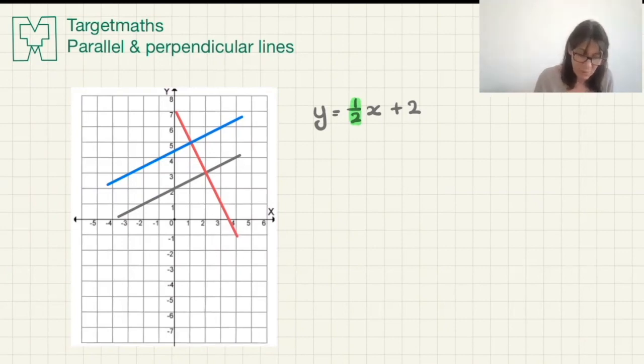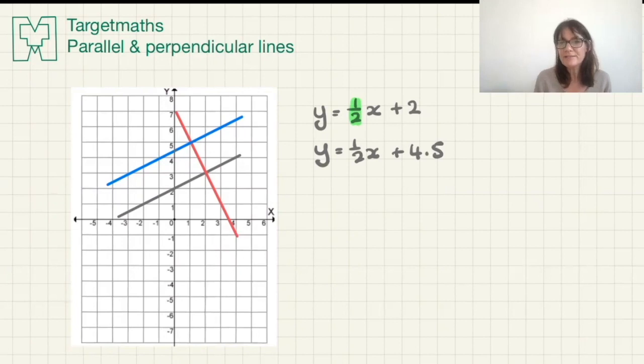What will change is where it's intercepting the y-axis. So for this one, it's intercepting between the 4 and the 5, so it's +4.5. So very similar equations with the exact same gradient, which makes them parallel, and then just where they're slicing through the y-axis, which we call the y-intercept, that's the only thing that's going to change. All right, so they're your parallel lines.